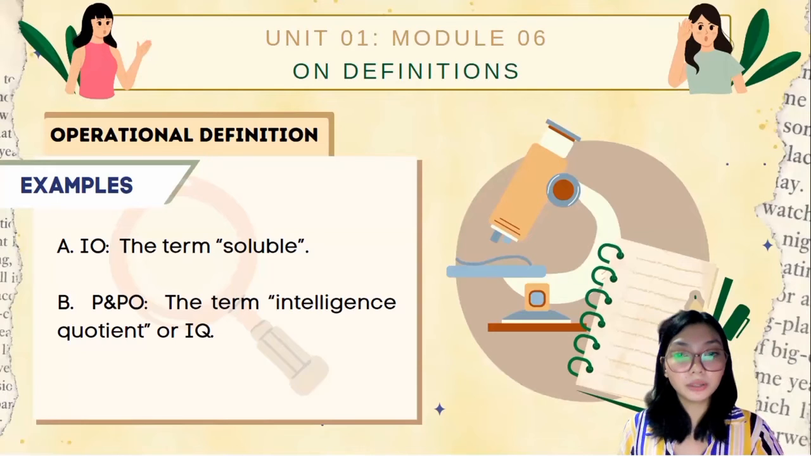So, an example of this is the term soluble. In instrumental operation, we can define soluble by performing an operation, which is if you put sugar in water and you observe it to dissolve. On the other hand, in paper and pencil operation, the term intelligence quotient or IQ can only be tested through the commonly known way of taking a test like the Binet IQ test.